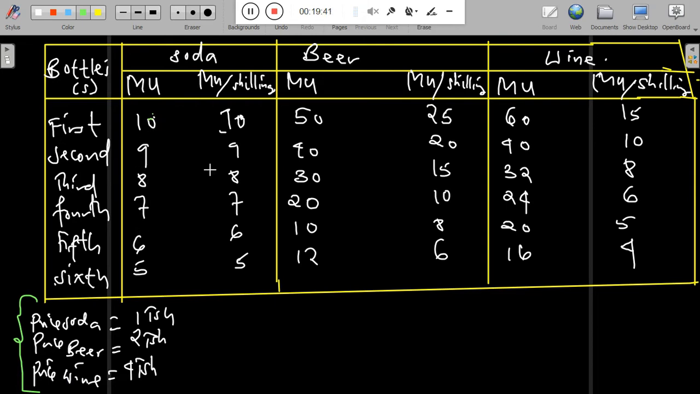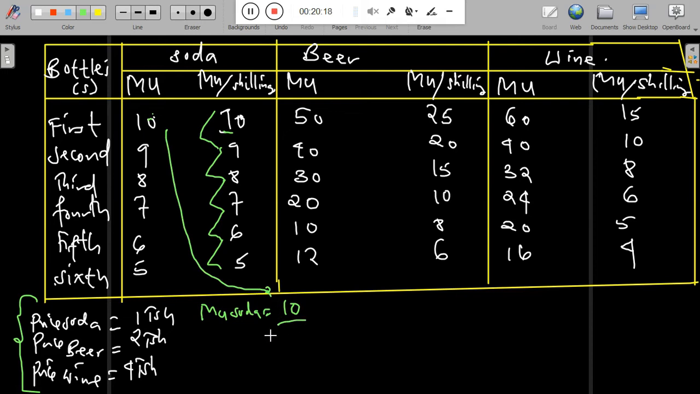So for that case, when we take the marginal utility of soda, that is 10 divided by 1, we obtain 10. And when we take the marginal utility of beer, divided by the price of beer, that is 2, we obtain 25 over 2.